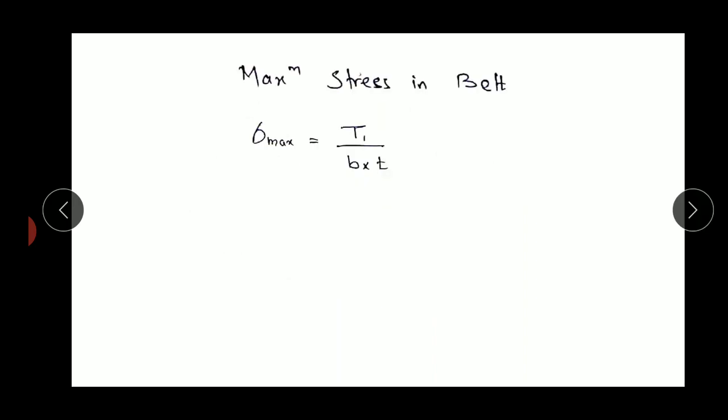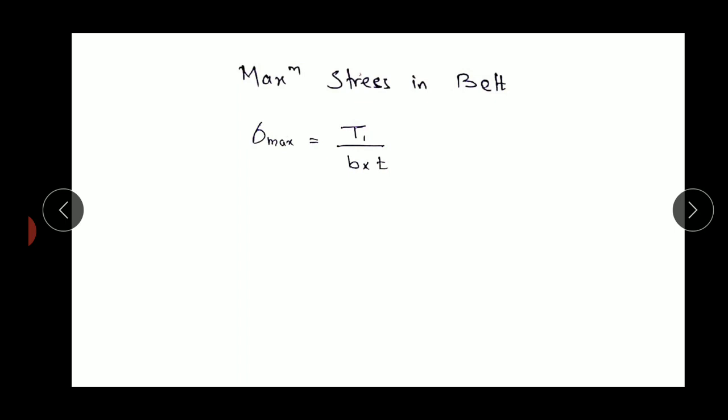The formula for maximum stress in the belt is sigma max is equal to T1 upon Bt. We had discussed it earlier that sigma is force per unit area. So maximum stress is maximum force per unit area, and maximum force occurs in the tight side of the belt, and the maximum force is nothing but maximum tension. So sigma max is T1 upon Bt.